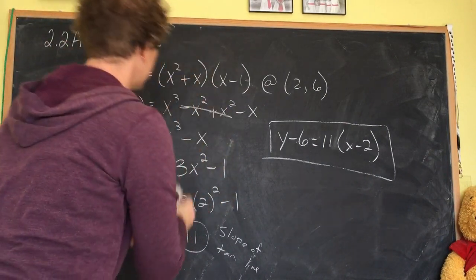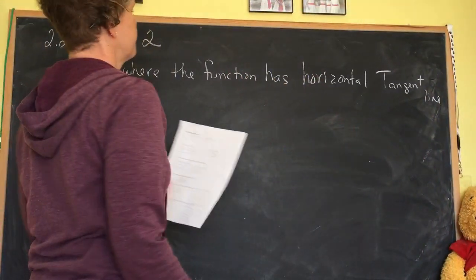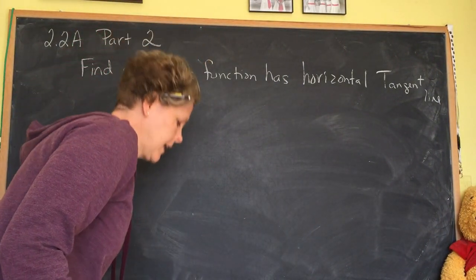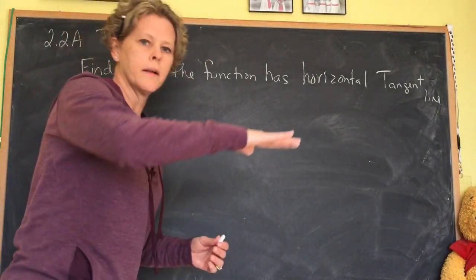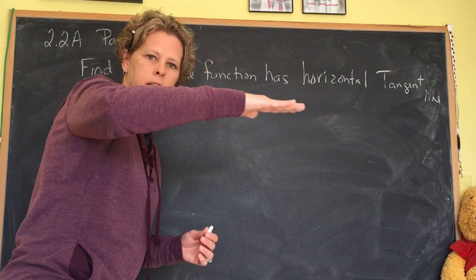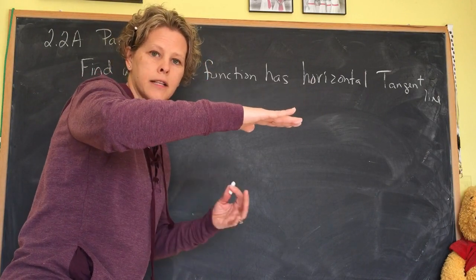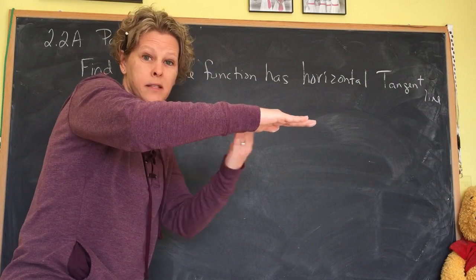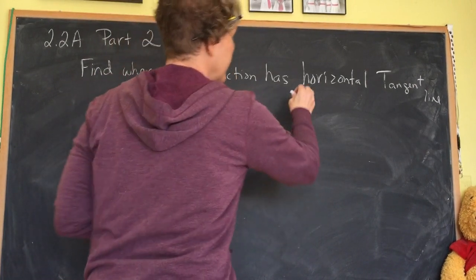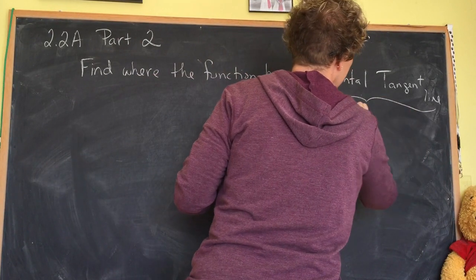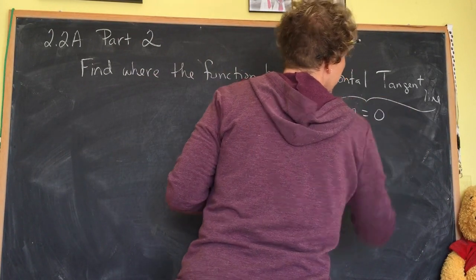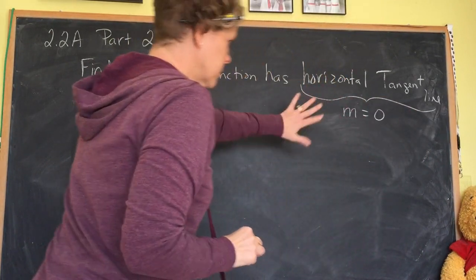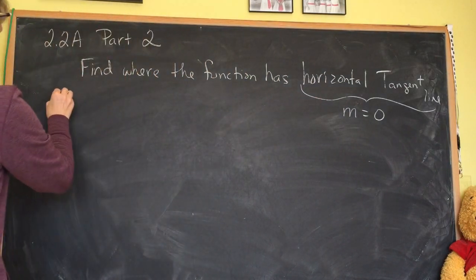The last one has 2 parts here. All right, we want to find where the function has a horizontal tangent line. So think about it for a minute. If there is a horizontal tangent line on the graph and a tangent line is the slope, doesn't the slope of that horizontal line have to be 0? So if I'm looking at this part right here, that means my slope has to be 0. Okay, so we're going to keep that in mind. So here's question A.